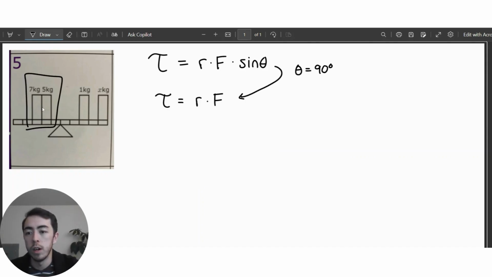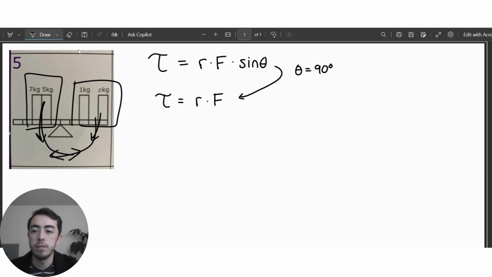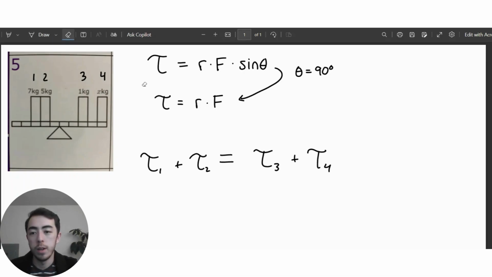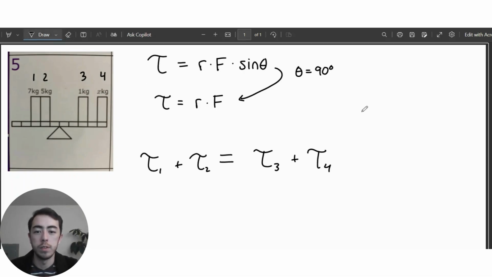So these two are both going down, and these two are also both going down, but they're kind of going in different rotational directions. I think what would be easiest for myself to do is just balance it with one equation where the torque from the first object plus the torque from the second object is going to just be equal to the torques on the other side. So this is my setup right here, where 1, 2, 3, and 4 just represent these 4 blocks on the seesaw.